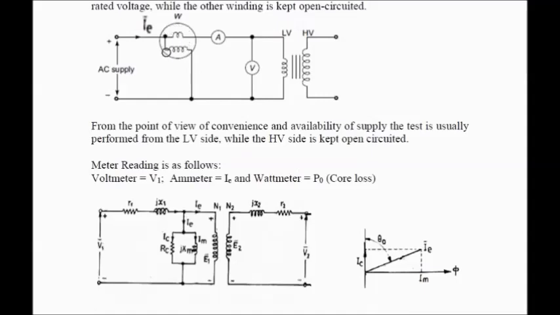Actually the reading from this wattmeter will consist of both core loss and copper loss. Copper loss is I square R, but this copper loss is very small as compared to core loss. Hence we have mainly core loss as the reading of wattmeter. So why is this copper loss very small?